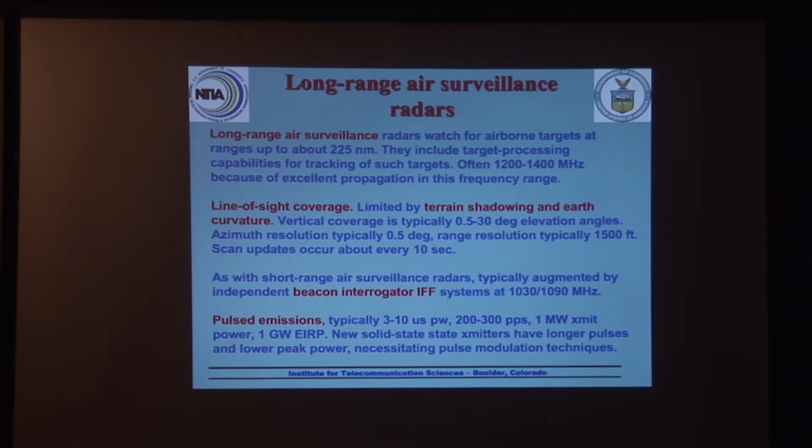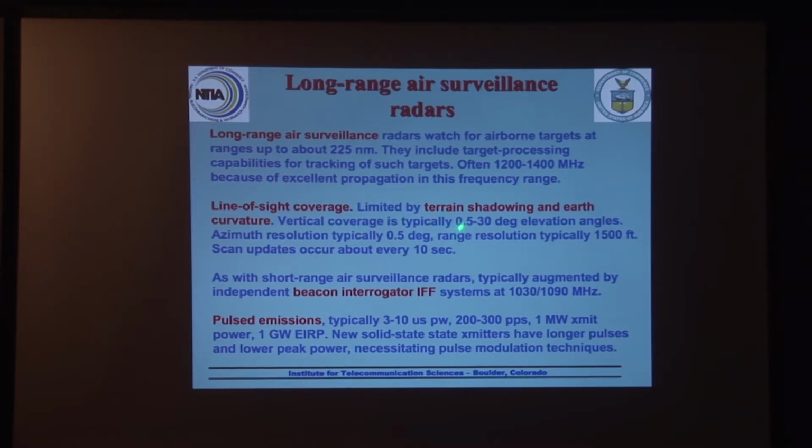Long-range air surveillance radars are similar to the short-range air surveillance units. The difference is that they operate out to typically 200 to 225 nautical miles. A popular frequency band for these radars is 1200 to 1400 megahertz, largely, but not entirely, because atmospheric propagation in this frequency range is really excellent for long-range radar operations. Again, their coverage is line-of-sight; we've already talked about how earth curvature and also terrain shadowing, that is due to mountain ranges, hills, etc., can shield or shadow the radar coverage.